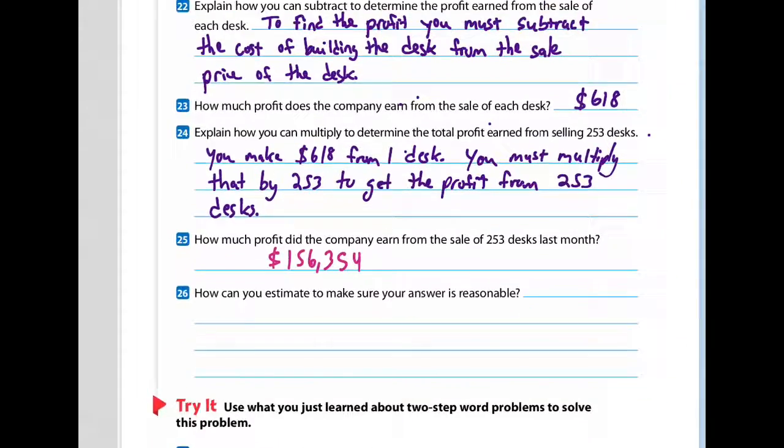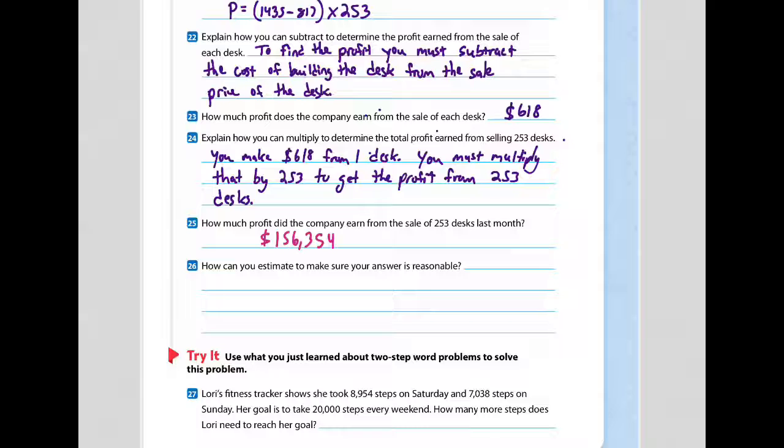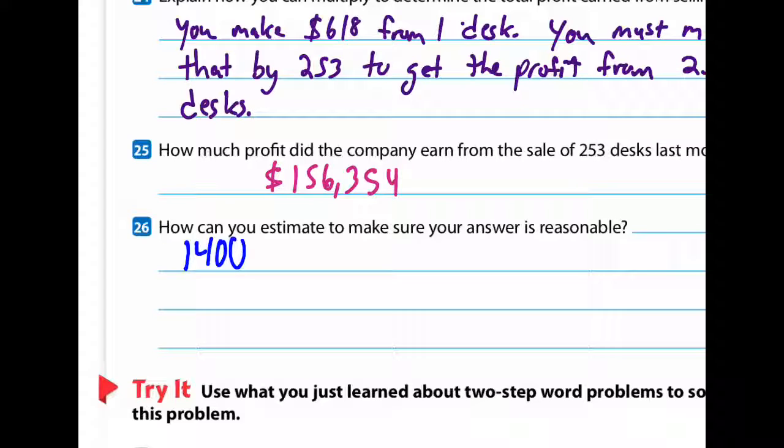Okay. So now we're going to continue. How can you estimate to make sure your answer is reasonable? Okay. So let's talk about number 26. How can you estimate to make sure your answer is reasonable? Well, we're going to go through the math steps, but we're going to use nice rounded numbers. So remember, it was 1435 for the desk, right? So that's about 1,400. And it cost them $817 to build the desk. That's about 800.